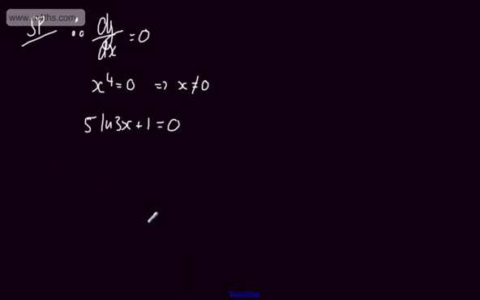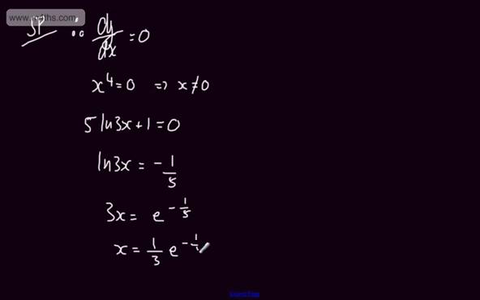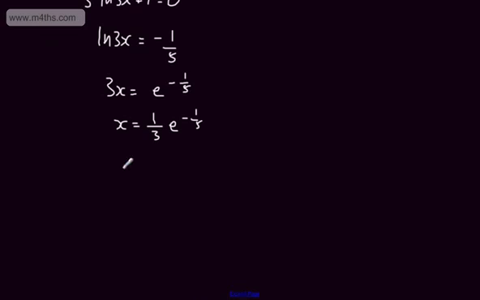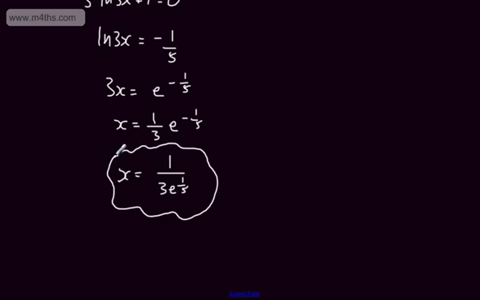So let's do a bit of rearranging and we can get an exact value for x right here. The natural log of 3x will be equal to minus 1/5. All I've done is subtract 1 and divide by 5. Exponentiating both sides, or writing the exponential equivalent, we've got 3x is equal to e to the minus 1/5. Then the x-coordinate of the stationary point is 1/3 e to the minus 1/5. Or if you like, you could write the x-coordinate as 1 over 3 e to the power of 1/5.